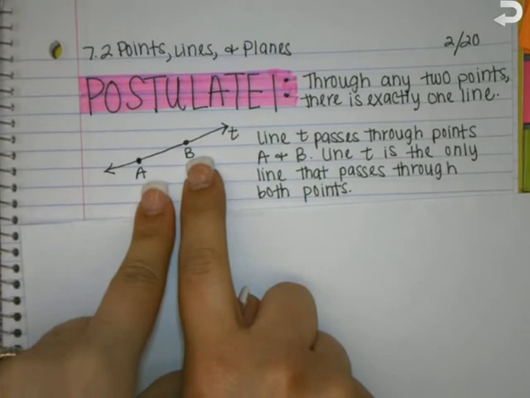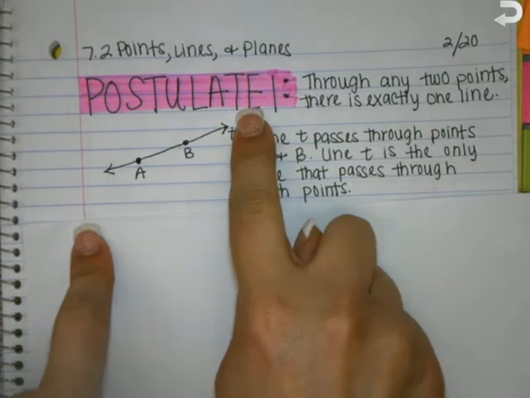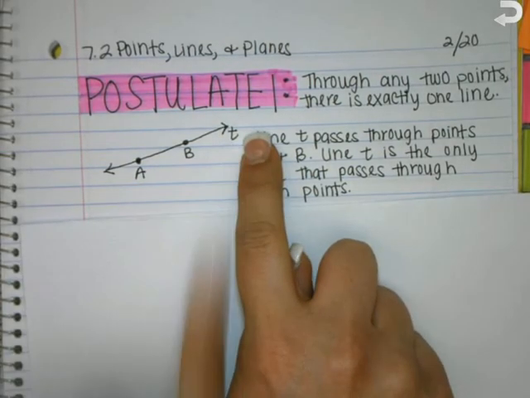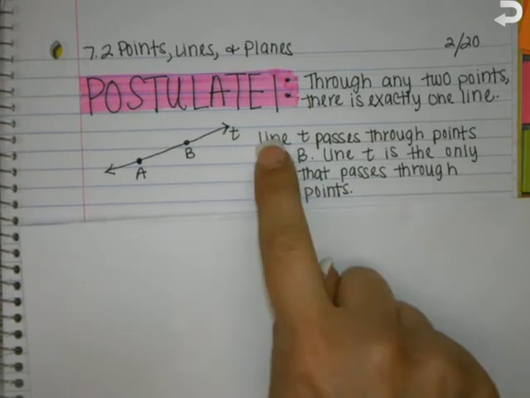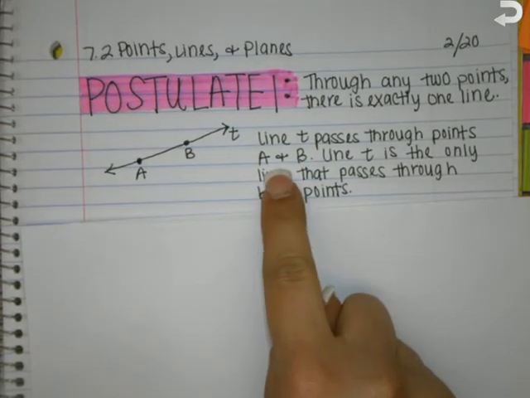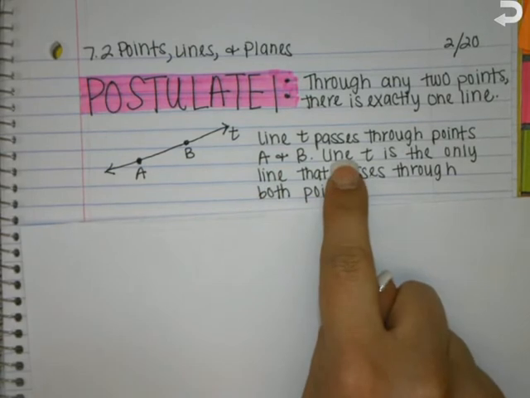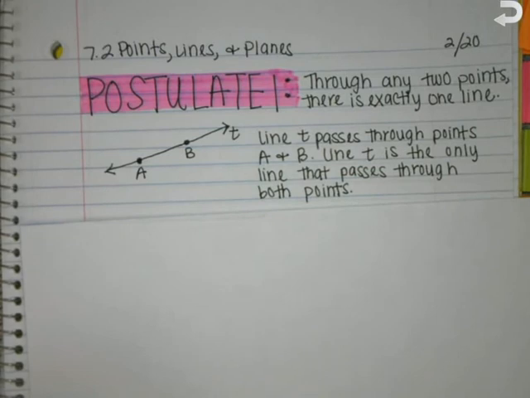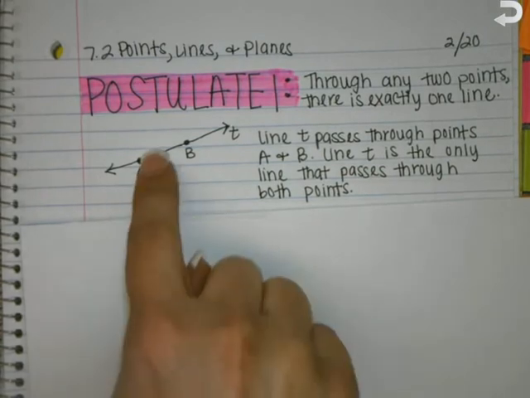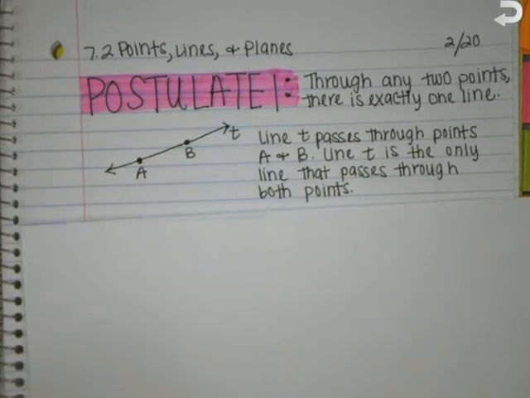So I put 2 points A and B, and then I drew a line through them, and I called that line T. So then I just did a little written out explanation of what's going on here. Line T passes through points A and B. This does say line. Line T is the only line that passes through both points. There is no other line that you can draw that would go through points A and B that is not line T.